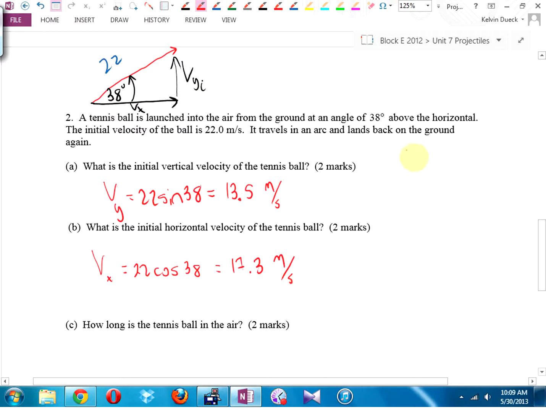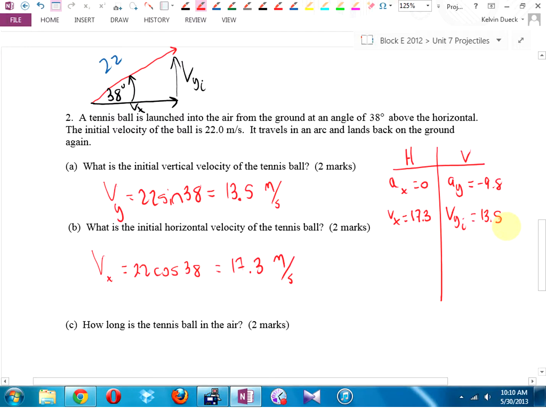Over here, let's do my chart, because part C is asking for time. I don't know, I need to figure out how I'm going to approach this. Let's see. I know that ax is 0, ay is negative 9.8, Vx is 17.3, Vy initial is 13.5. I only have two pieces of information. How long is a tennis ball in the air? I have to know something else, and the question didn't tell me. What else do I know?